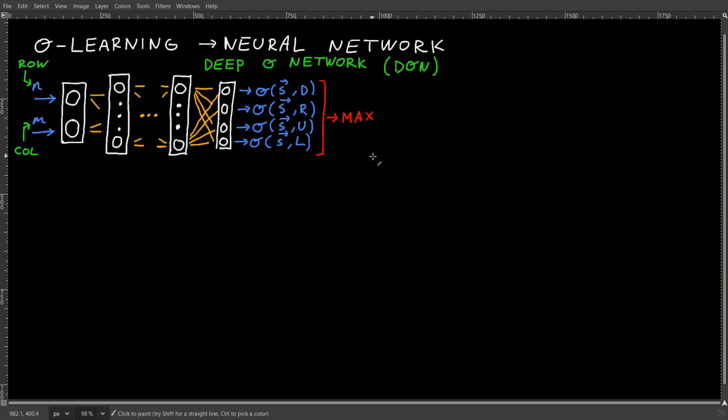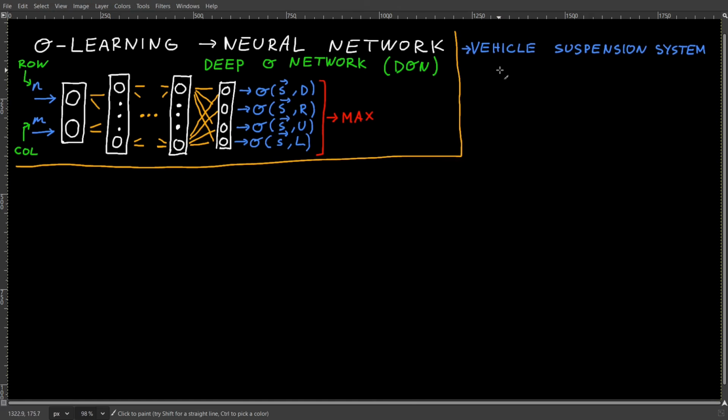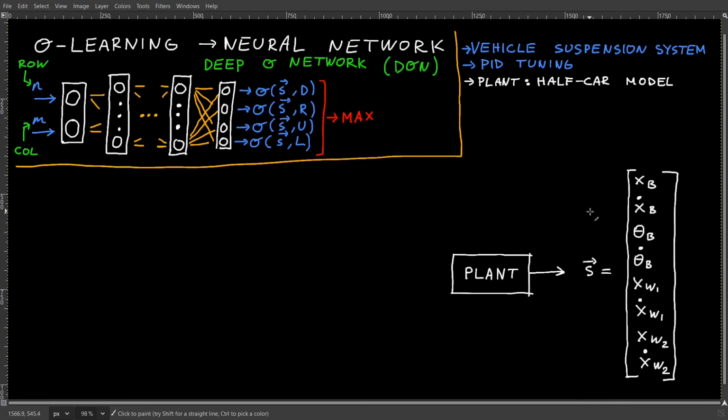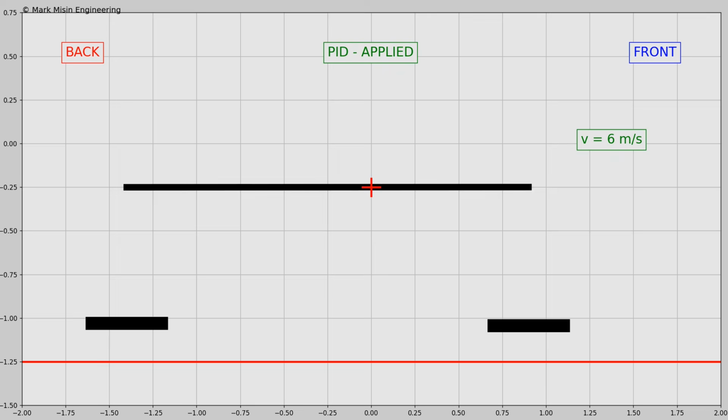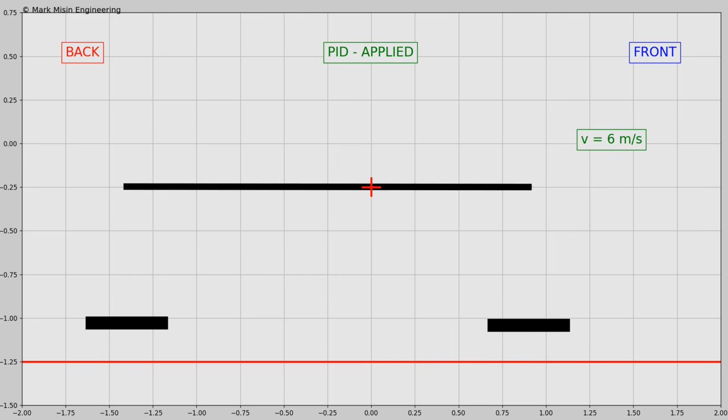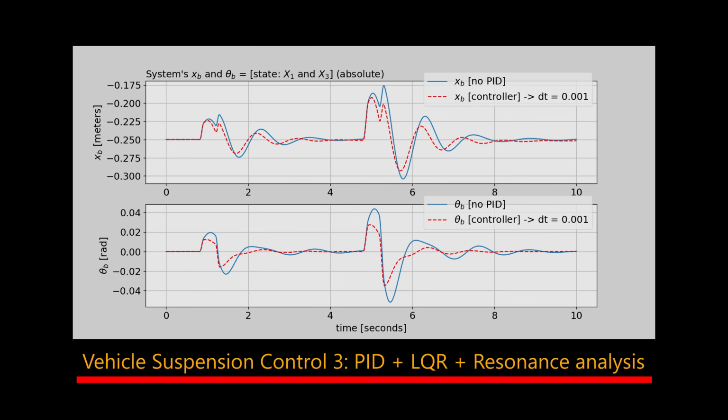Let me explain. In the case of vehicle suspension system and PID tuning, we have the following structure. We have a plant. This plant is for a half-car model. It has 8 states. I covered the derivation and control of this system extensively in the course called Vehicle Suspension Control 3, PID plus LQR plus Resonance Analysis.